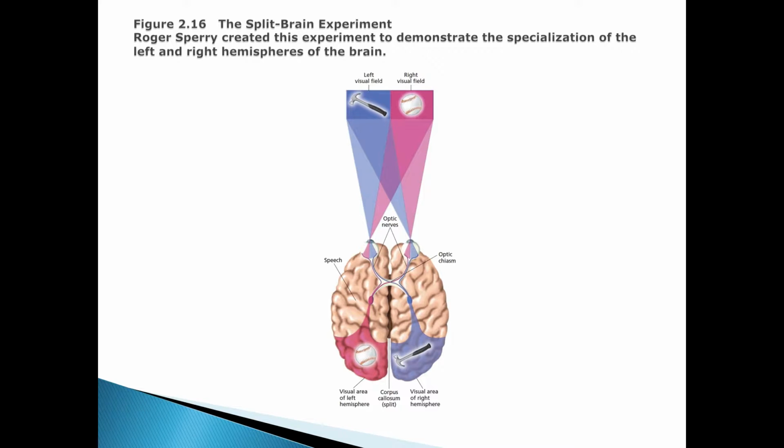So in what you just saw, if you flashed a ball and a hammer here simultaneously, what is this person going to indicate they saw? The ball, right? They will say what was seen by the left hemisphere. But what are they going to draw with their left hand? The hammer. Because that is what was processed in the right hemisphere.